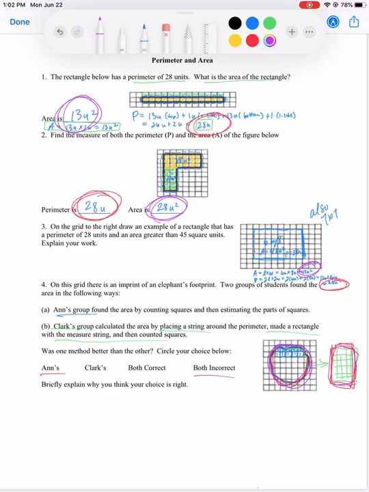All right, so that's that handout. In sum, the perimeter and the area are not related. The perimeter is twice the length plus twice the width, and area is length times width.